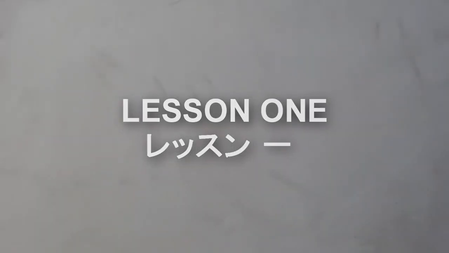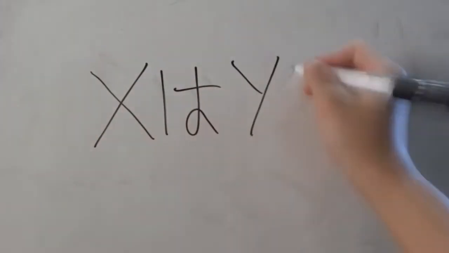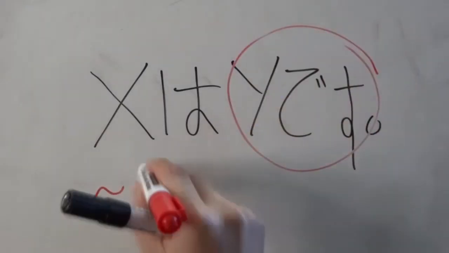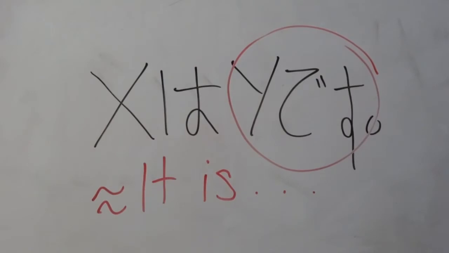Today we'll be looking at the grammar structure X wa Y desu. The structure actually contains two bits of grammar that we'll be looking at separately so that you can understand it better. First we'll start from the end with the desu. It roughly translates to something along the lines of "it is" in English.